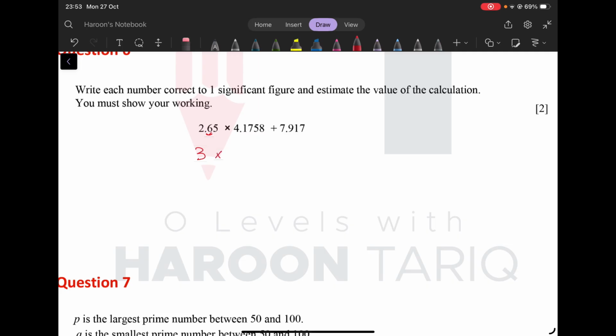Now multiplied by 4.1. This is 1, so this is less than 5. So the previous number remains as is, 4. And then plus 7.9. This is 9, so this is 5 or greater than 5. I add 1 to the previous digit.